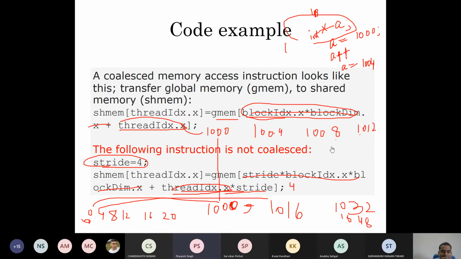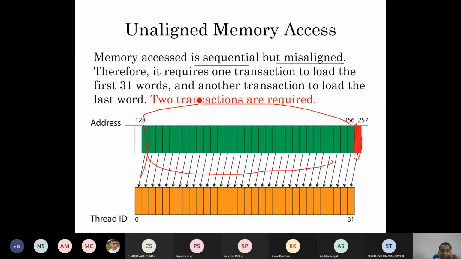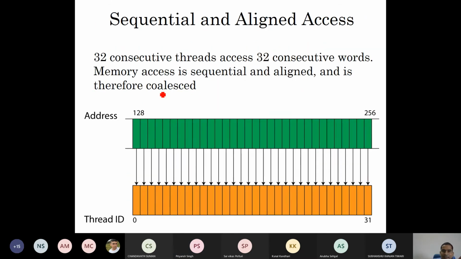Sir, what do we mean by the word coalesce? Coalesced, I explained, right? This is memory access coalescing, that's what I'm discussing. Coalescing means can you issue all of this in a single transaction? This access is coalesced, meaning merged or amalgamated. Coalescing means can you combine them into one.